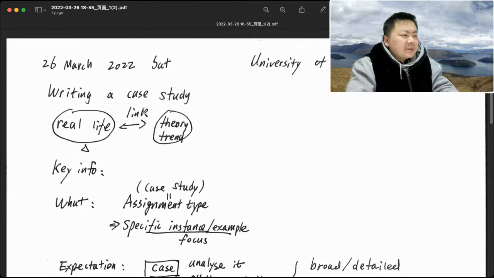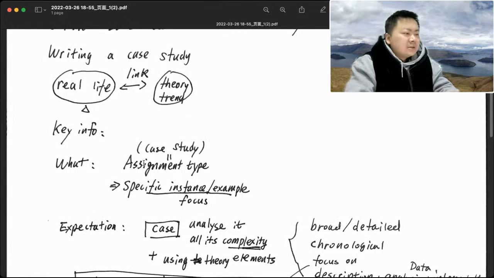So the case study is to link the real life examples with theories and trends. I guess they link with each other, right? So in these case studies we talk about, for example, what has happened in Google, a new technology or a trend. So it is different from a complete academic paper. The key information is what is a case study.